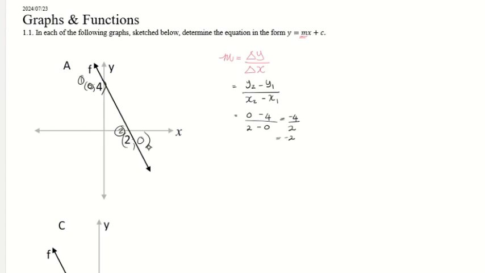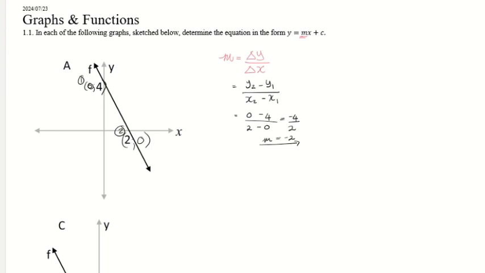Yes. So m, and what is m? The gradient. No? The gradient is negative 2. Now, if you look at the line, is this line increasing or decreasing? Decreasing. Now, whenever I have a line that's decreasing, my gradient is supposed to be negative. If I get a positive, then I should know I made a calculation error somewhere within my formula. Alright? So, I'm not done.